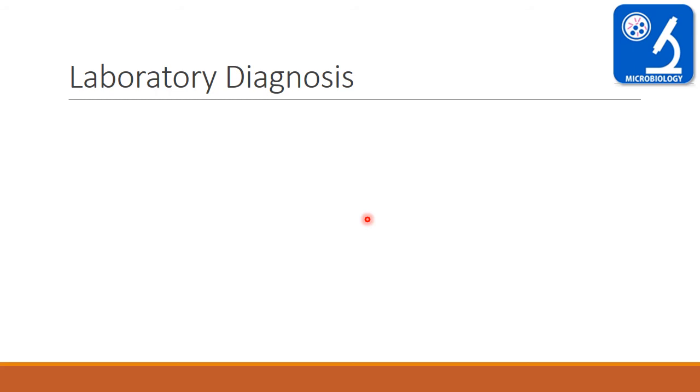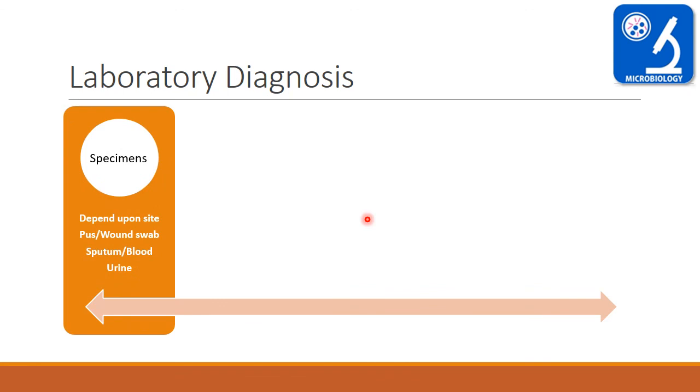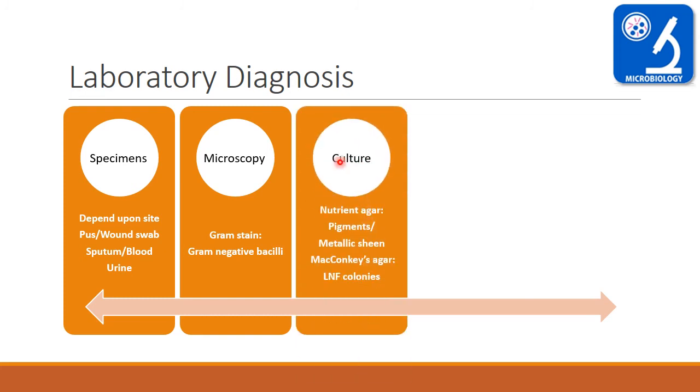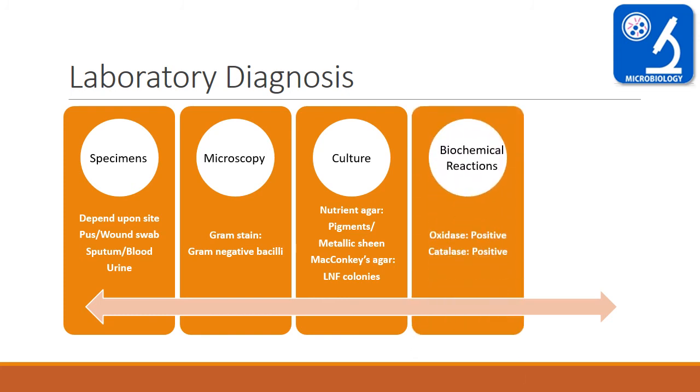Then we are going to talk about the laboratory diagnosis of infection caused by Pseudomonas. First of all, specimen collection. Depending upon the site, you can collect pus, wound swab, sputum, blood or urine. In microscopy, you can see gram-negative bacilli in the gram stain. In culture, there is a greenish color pigment and metallic sheen present in the case of Pseudomonas aeruginosa on the nutrient agar, and lactose non-fermenting colonies, that is pale color, on the MacConkey's agar.